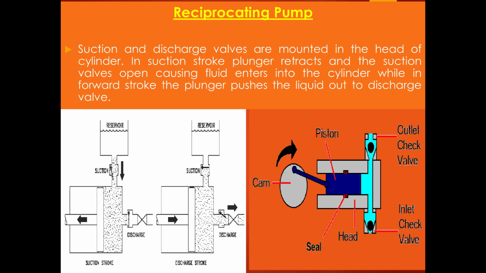Reciprocating pump. Suction and discharge valves are mounted in the head of the cylinder. In the suction stroke, the plunger retracts and the suction valves open, causing fluid to enter the cylinder, while in the forward stroke the plunger pushes the liquid out through the discharge valve.